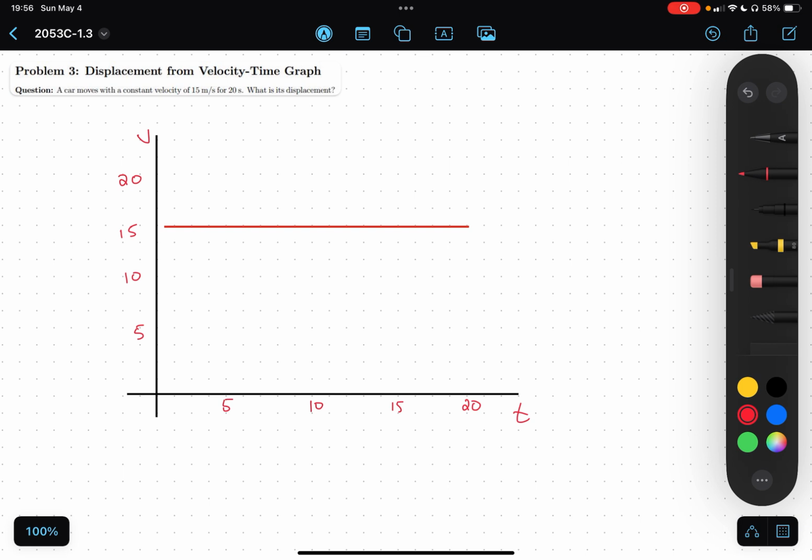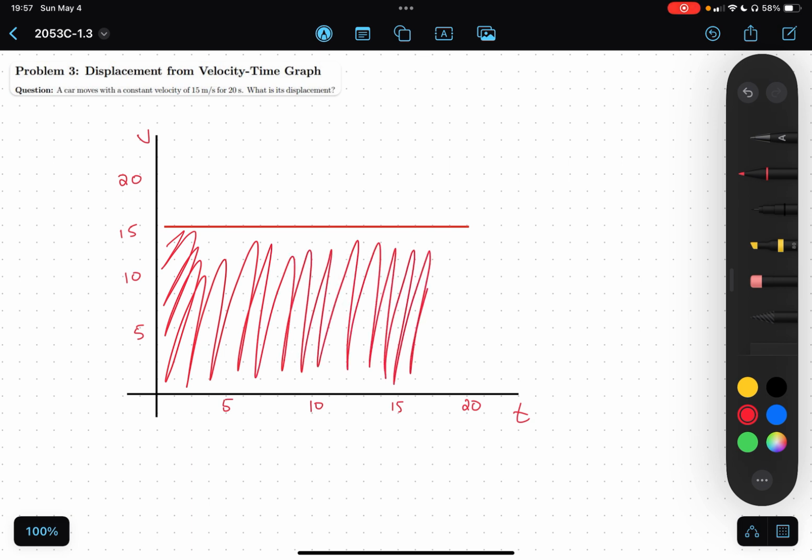And how we can use a graph to find a displacement is, the displacement of an object from a velocity time graph is going to be equal to the area between the graph and the x-axis. So that means if we boxed this in, it's going to be equal to that total area. And so if we just think of this as the area of a rectangle, area equals length times width. In this case, our area is going to be displacement, or the change in position. We use delta x to represent displacement.